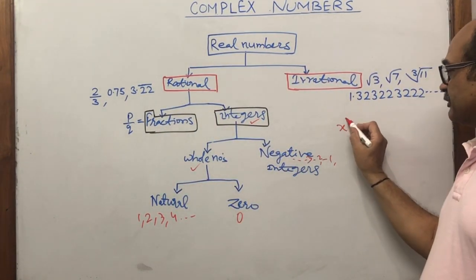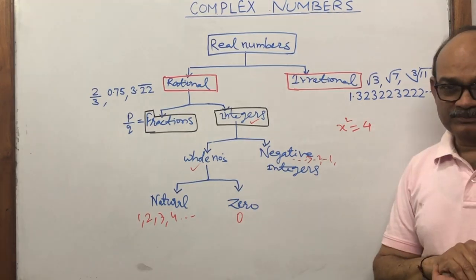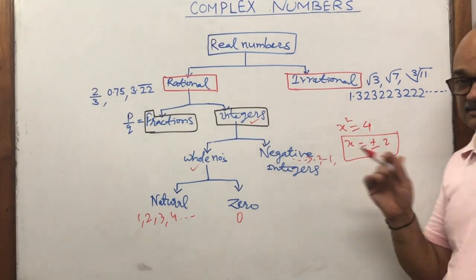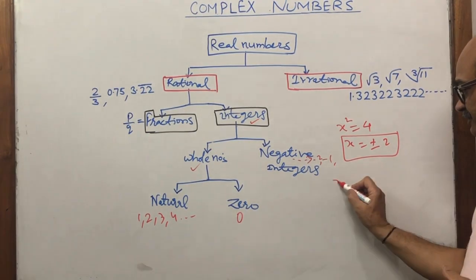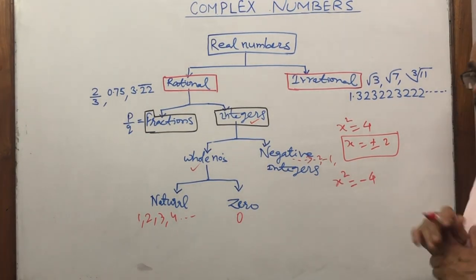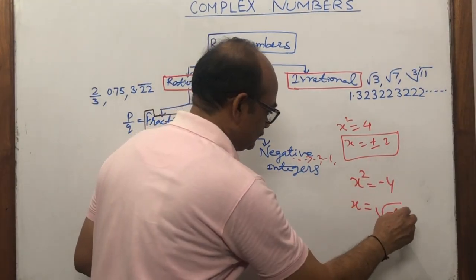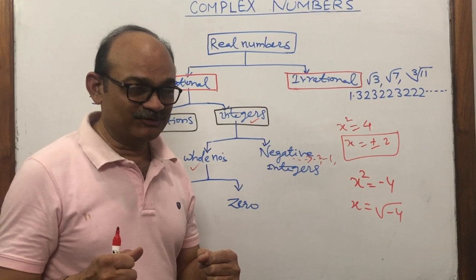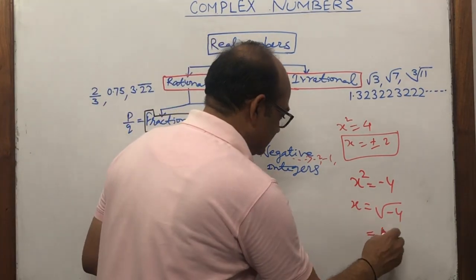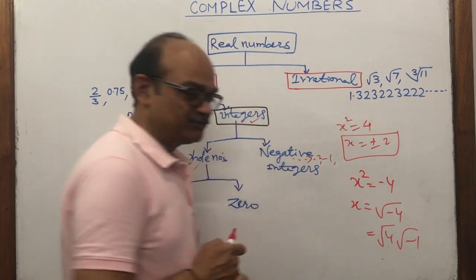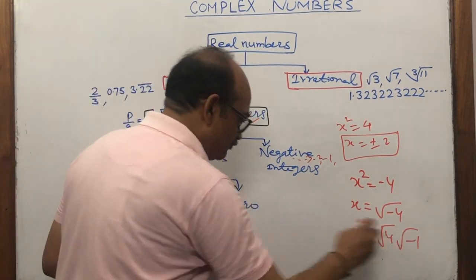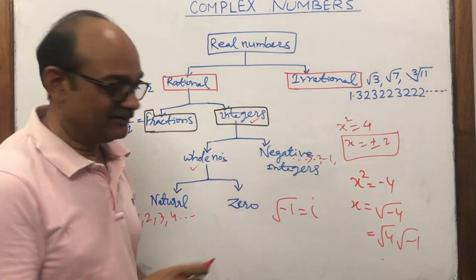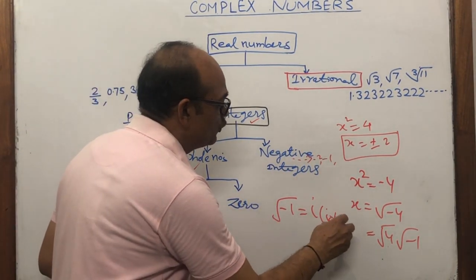Suppose a quadratic equation x square equals 4. Then what's your answer? You will easily say that x equals plus minus 2. But if the quadratic equation is x square equals minus 4, x equals root of minus 4, then how do we write root of minus 4? We can write it like root 4 and root of minus 1. This root of minus 1 is said to be iota. I-O-T-A.